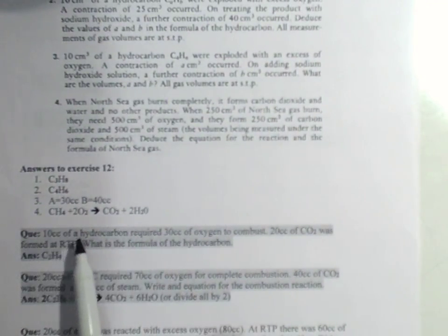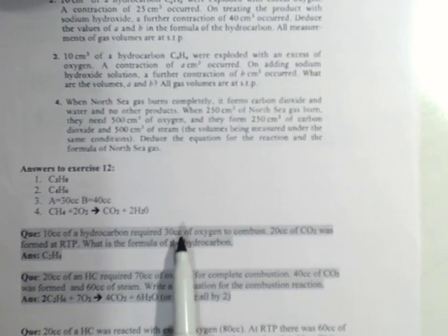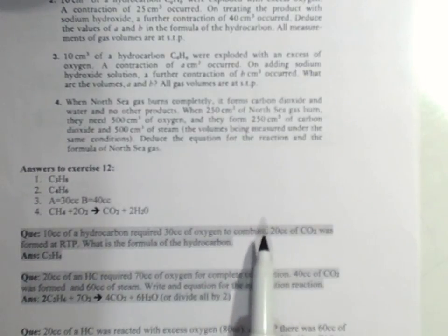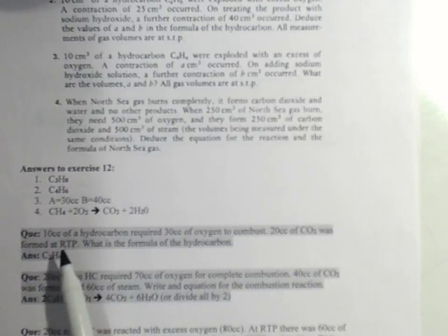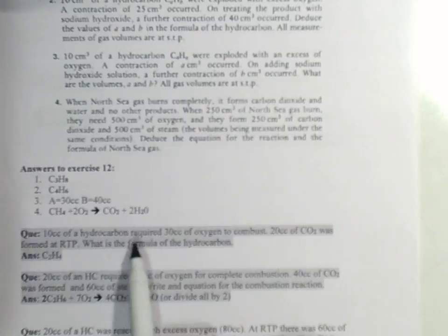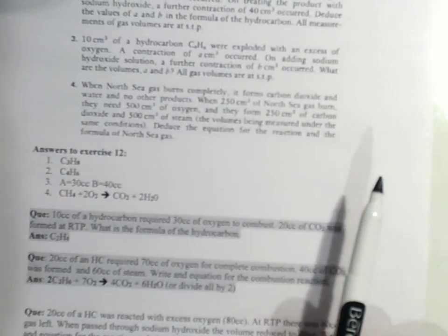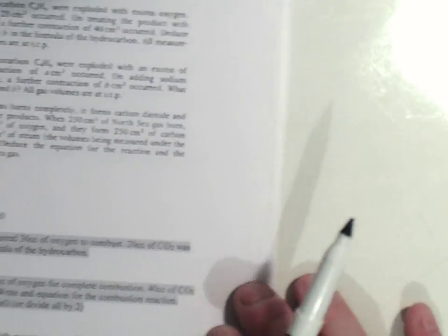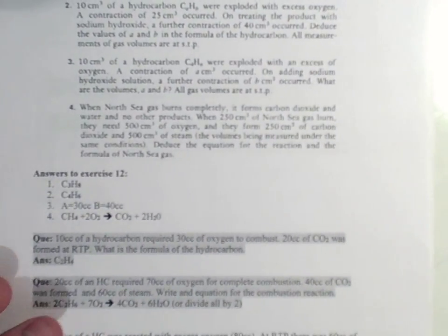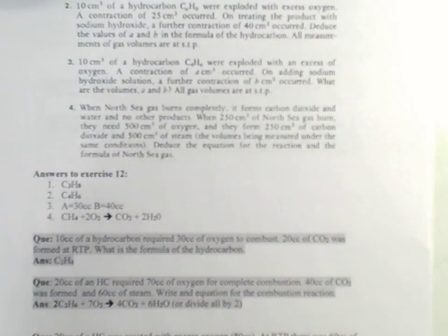We have 10 cc's of a hydrocarbon, required 30 cc's of oxygen to combust, 20 cc's of carbon dioxide was formed at room temperature. Now the first thing you might notice about this one is there's no mention of water. So I said earlier at room temperature we would assume that the water has 0 volume. So let's move that to the notes. We'll try and keep it sort of on the board here if I can, so you can look at it while I do it.